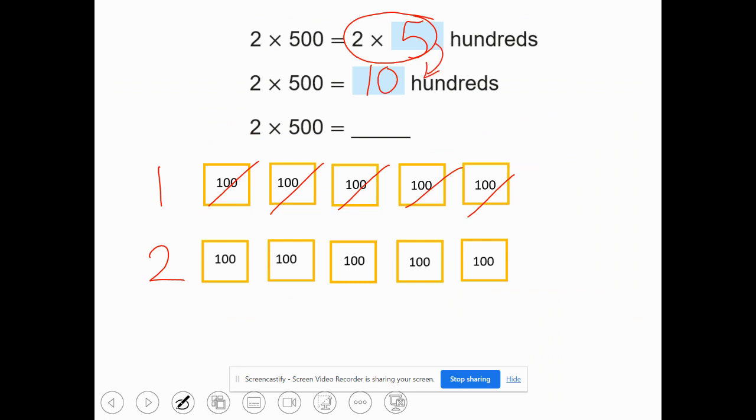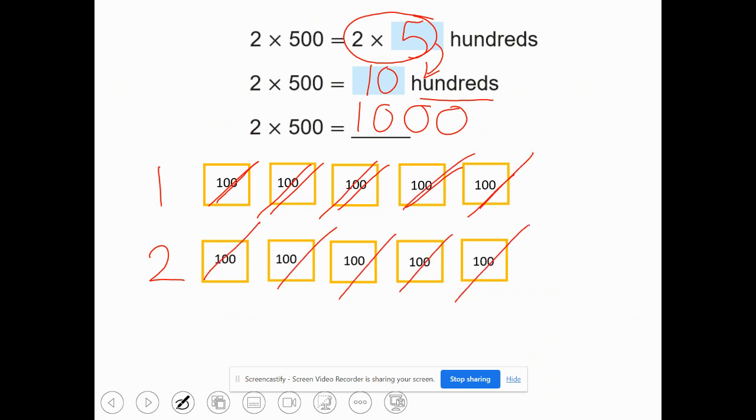So 10 hundreds. And 10 hundreds written in numerical form would be 10, and if I write hundreds, I have to put in 2 zeros because in place value, hundreds is always going to have 2 zeros. That's talking about the place value. And if I count, I have 1, 2, 3, 4, 5, 6, 7, 8, 9, 10. I have 10 of those. And I also know that 10 hundreds would give me 1,000. So my answer here is 2 times 500 is 1,000.